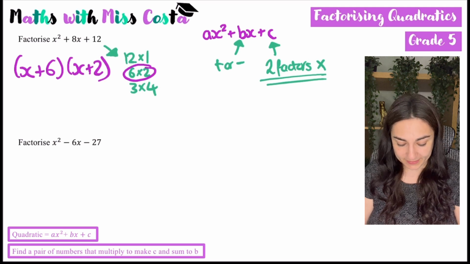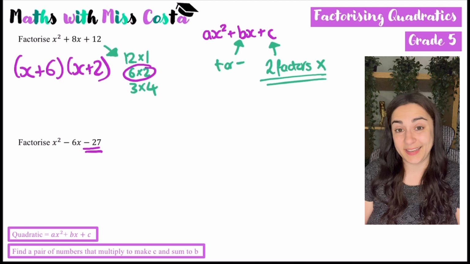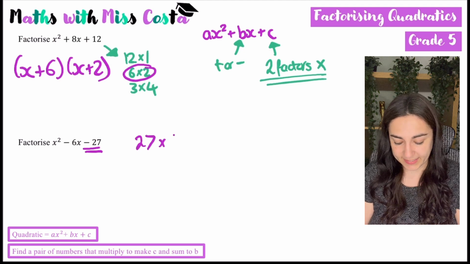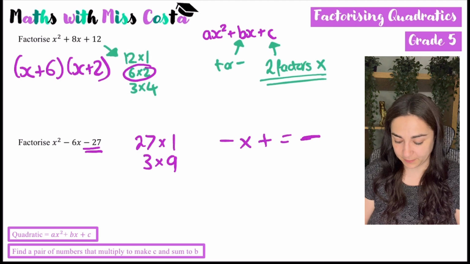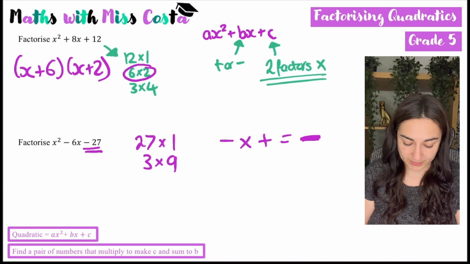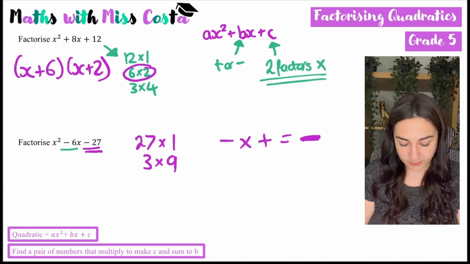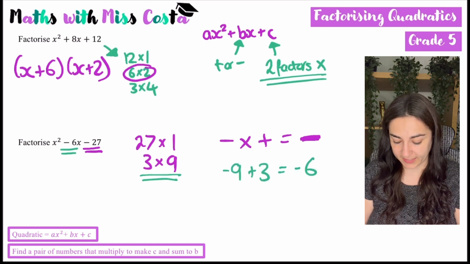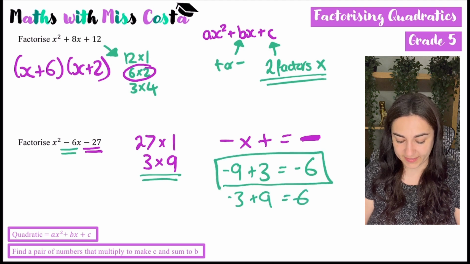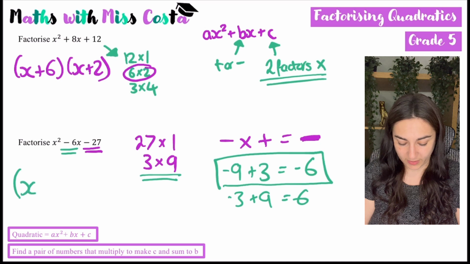Let's try the same for the next one. So I'm looking for the factors of negative 27. So you've got 27 times 1 and 3 times 9. One of them is going to have to be a negative, because the only way you can make a negative is by multiplying a negative times by a positive. And they also need to add or subtract to make minus 6. So if I think to myself, it's most likely going to be these three. And if I had minus 9 plus 3, that gives me minus 6. If I had minus 3 plus 9, that gives me positive 6. So I know that I'm going to go with this option. So in my brackets, I've got x minus 9 and x plus 3.